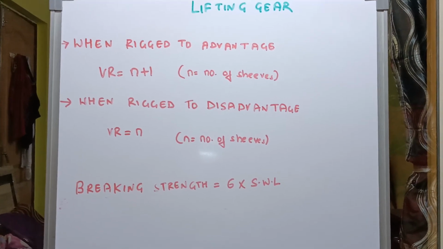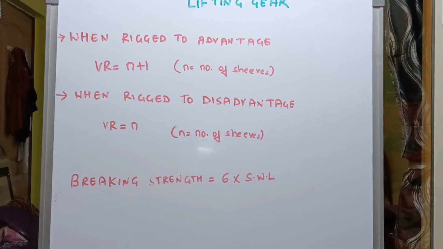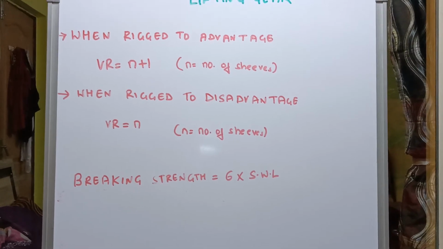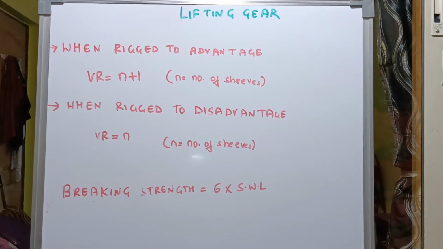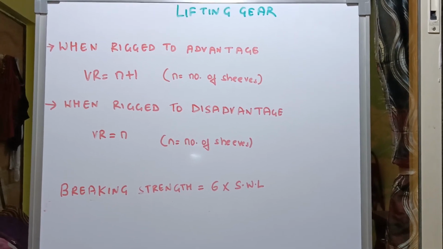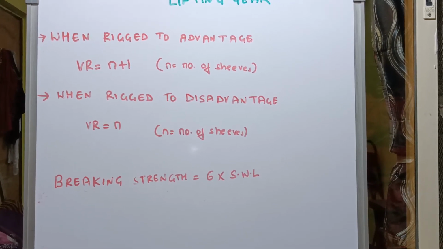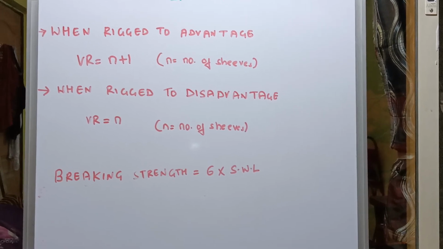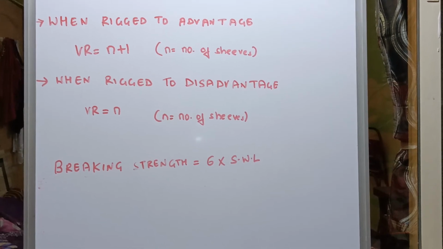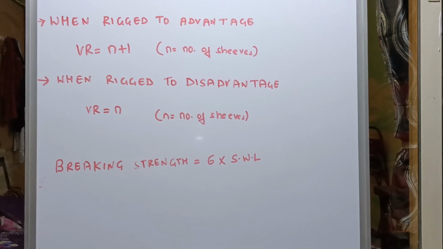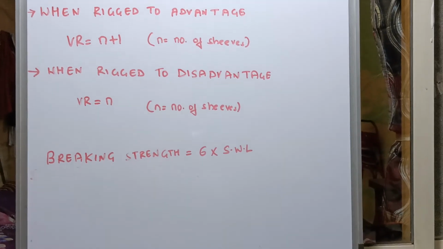So guys, this is also very important. Whenever the question says the purchase of the block is rigged to advantage, the velocity ratio will be n plus 1, where n is the number of sheaves. And when it says rigged to disadvantage, the velocity ratio will be equal to n, the number of sheaves. Breaking strength: if the question asks to find the breaking strength of the rope, we have the formula: breaking strength equals 6 into safe working load.